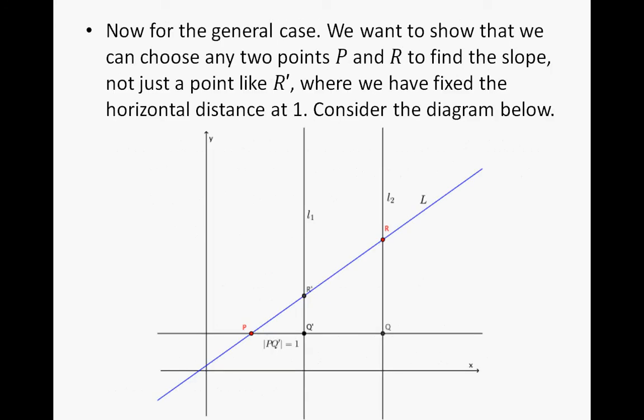Now for a general case, we want to show that we can choose any 2 points P and R to find slope, not just a point like R prime, where we have a fixed horizontal distance of 1. So consider the diagram below, and you might want to sketch this out. We have our points P, R, and Q, and again, we don't know our distance between P and Q, but let's say we identify specifically that the distance between P and Q prime is going to be 1. Then the distance between Q prime and R prime is going to be our slope.